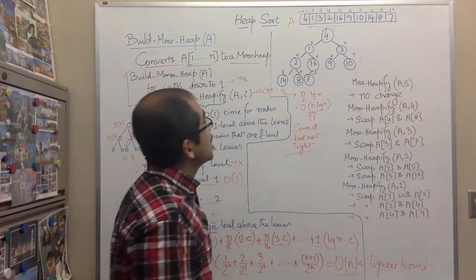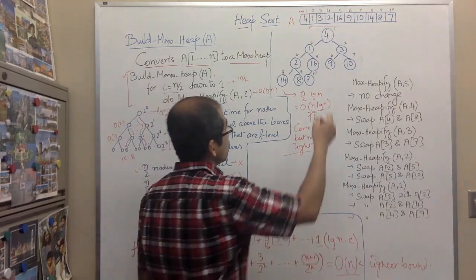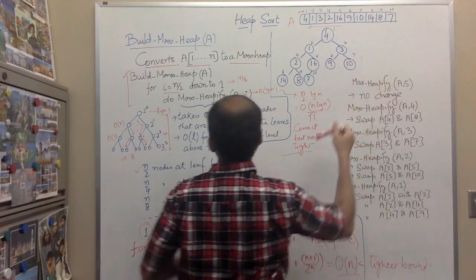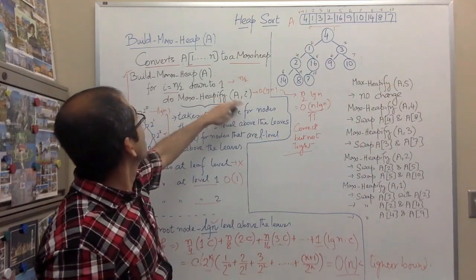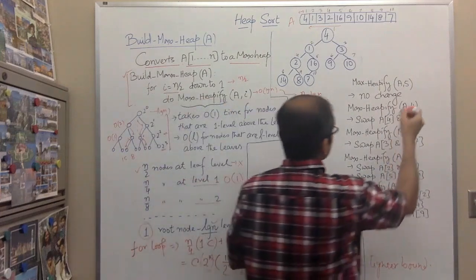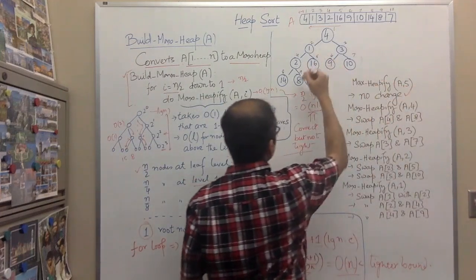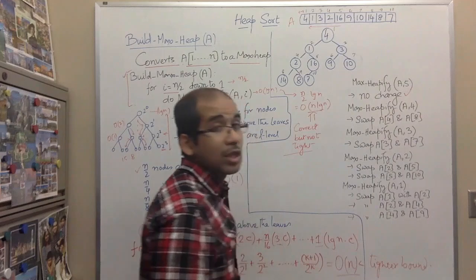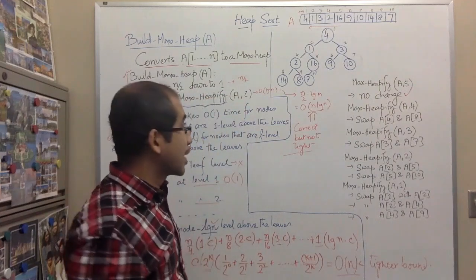And then for max heapification, we will call it on this node A5. You see, max heapify from n down to 1, we are going backwards, from the first, on A5. Okay, so there is no change because this is already a max heap. 16 is more than 7, so there is only one child.